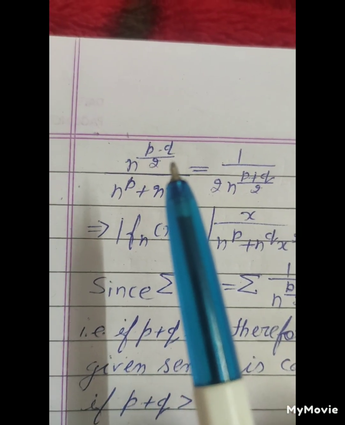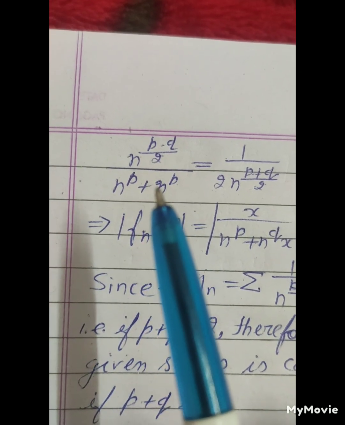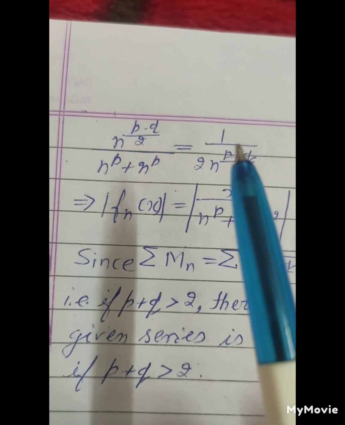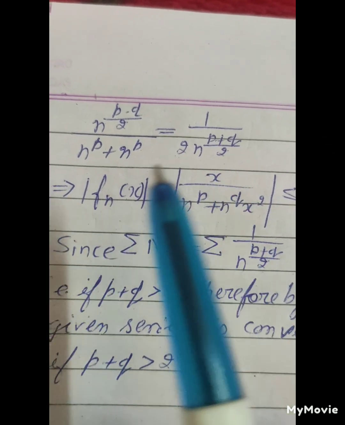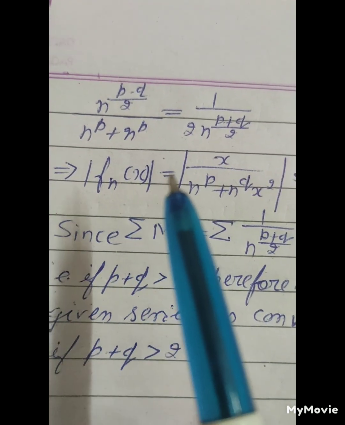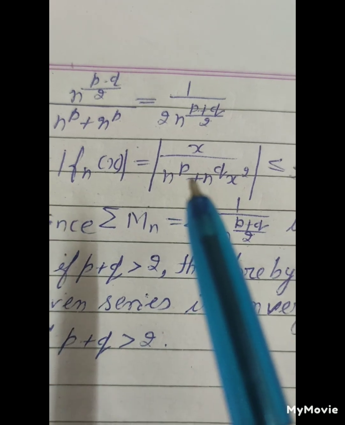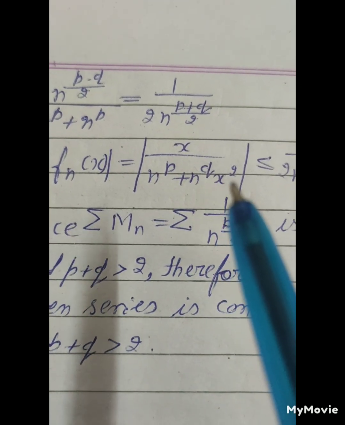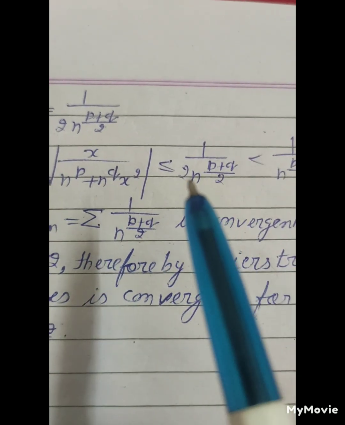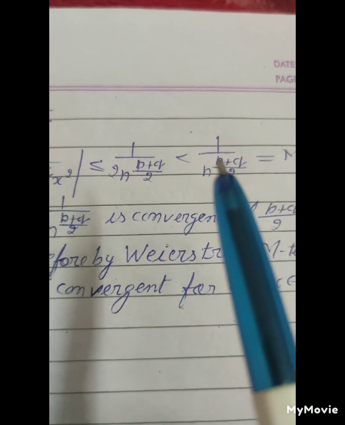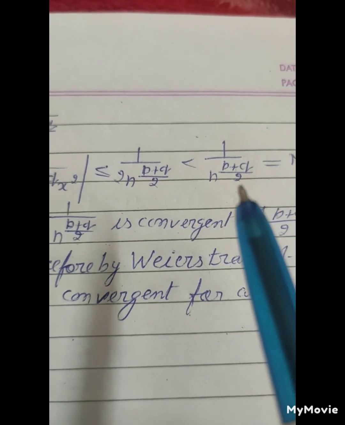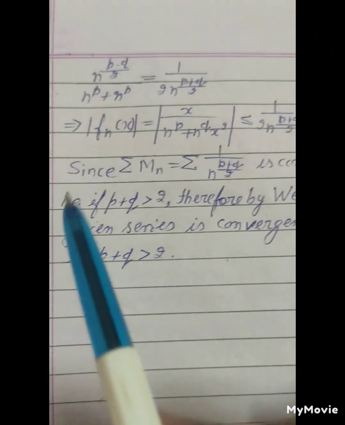n^((p−q)/2) upon n^p plus n^p, equals 1 upon 2 into n^((p+q)/2), which implies modulus fn(x) equals modulus x upon (n^p plus n^q into x²) is less than or equal to 1 upon 2 n^((p+q)/2), which is less than 1 upon n^((p+q)/2), equals Mn.